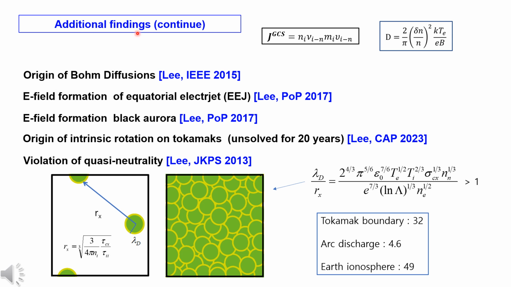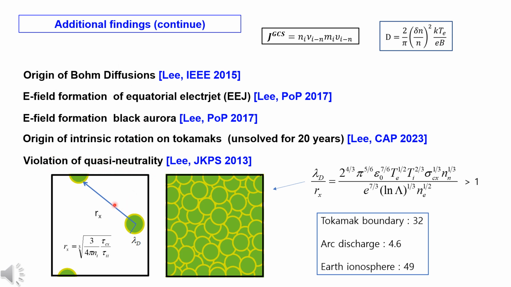There are other additional findings using these two equations. The origin of Bohm diffusion was explained in 2015. The E-field formations in Earth's ionosphere, including the equatorial electrojet and black aurora, were explained in 2017. The origin of intrinsic rotation on tokamaks, which was unsolved for 20 years, was explained in 2023. And all of these explanations were possible since quasi-neutrality is violated.